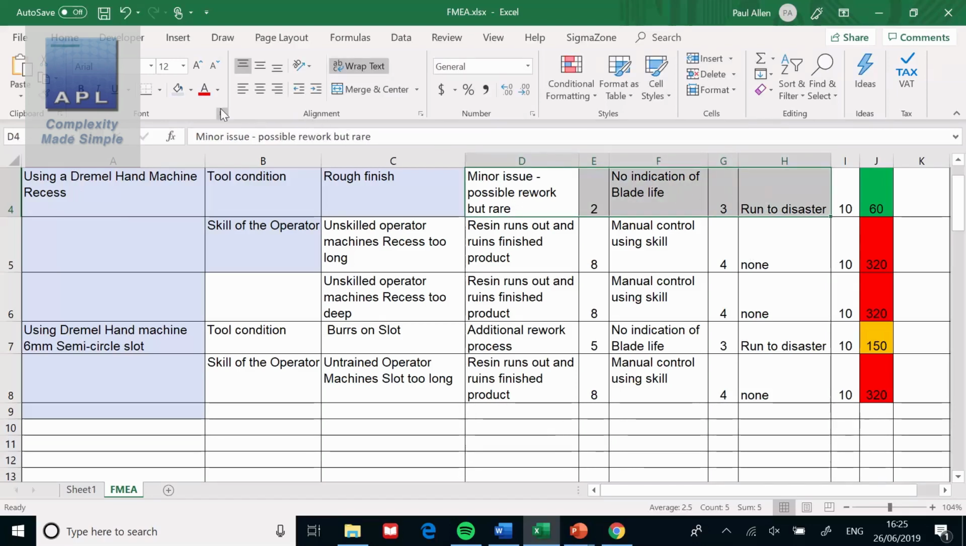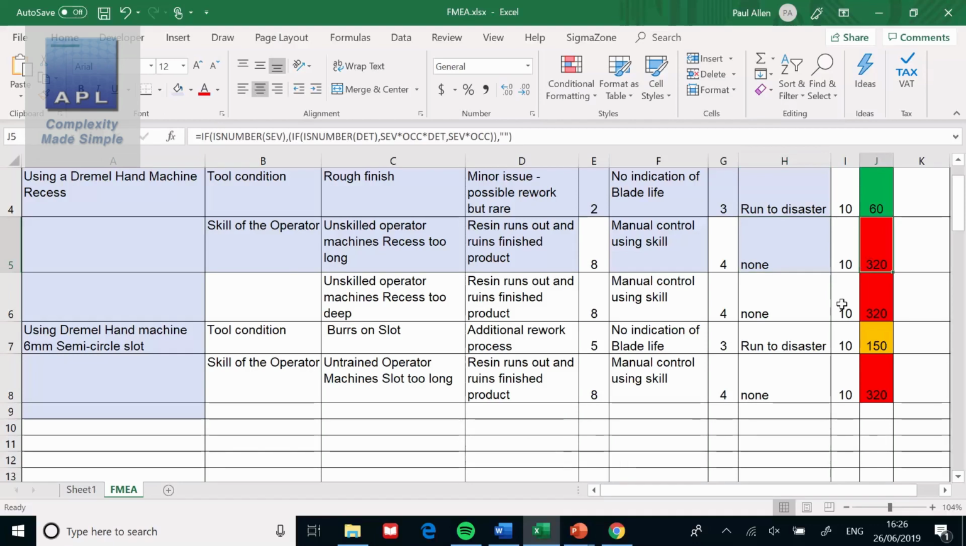Then we've got the unskilled operator machining the recess too long. What would happen if they get this wrong? So we've identified that. Well, what it will do, the resin that we put in the product will run out and it ruins the finished product. It multiplies the error by about 10,000%. I'm going to give that an 8. What's the reason? Well, we're using manual skill and control. What's the current controls? Nothing at all. We're using skill. Therefore, 320. It's a disaster waiting to happen.